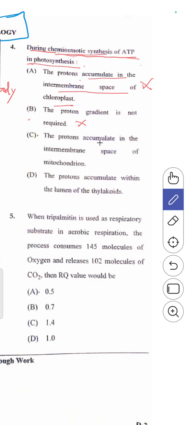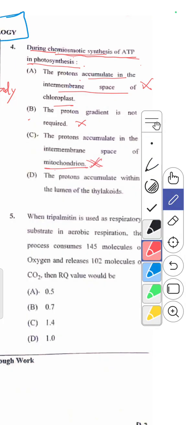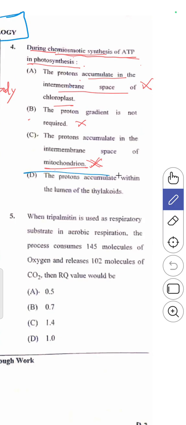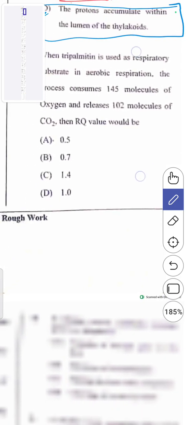C, the protons accumulate in the intermembrane space of mitochondrion. So this is wrong. This chemiosmotic synthesis takes place in chloroplast. They have given mitochondria, so this one is also wrong. Then D, the protons accumulate within the lumen of thylakoids. This one is true regarding the concept, where the protons get accumulated in the lumen of the thylakoids. So D is the right answer for this question. Next question, fifth one.